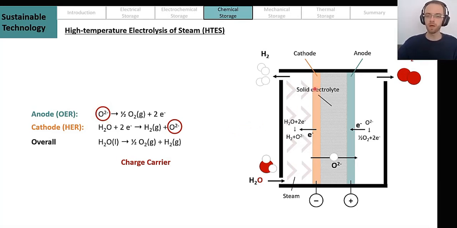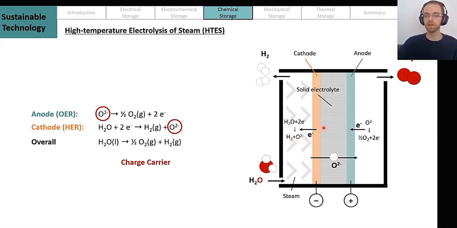The cell now looks as follows. We have a cathode on the left side and an anode on the right side. On our anode, we have a reaction of oxide ions to oxygen and electrons. Now where does this oxide come from? It actually comes from the cathode side. On the cathode side, we're supplying steam, this superheated water, and we react our water with electrons to form hydrogen. This can be extracted directly at the cathode, and we form oxide ions.